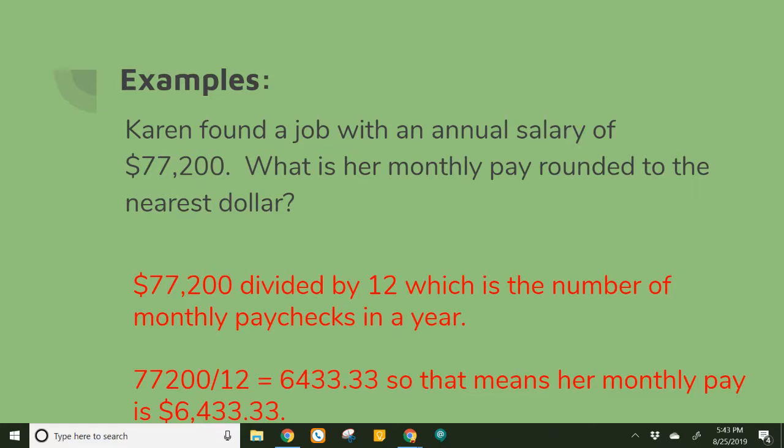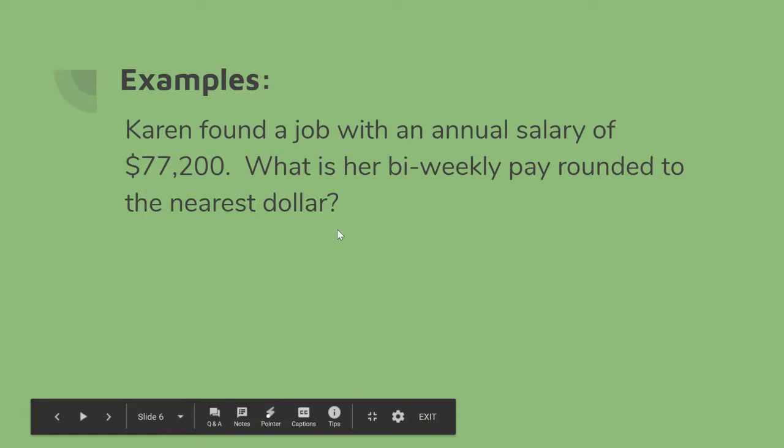Well, many times when you are doing things like budgets or applying for loans, they want to know what your monthly pay is because they will use that to help determine if you are prepared to take out a loan, or you would use it if you want to set up a budget. So monthly pay, it's an important one.